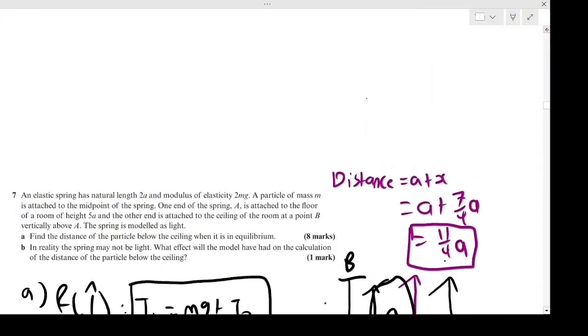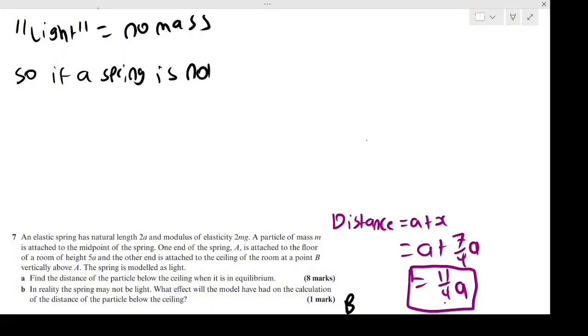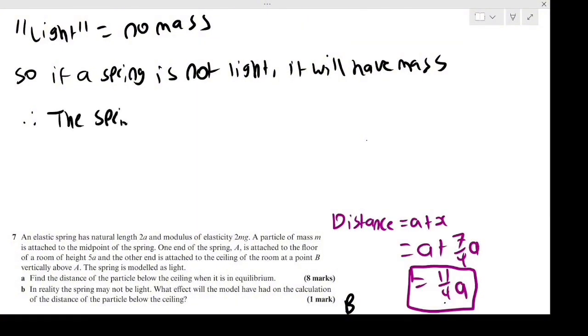But what that means is, if you think back from normal maths, light means no mass. And that kind of makes sense in real life. If something is light, it's not heavy, right? Which means if a spring is not light, it will have mass, and therefore it would also have a weight. Therefore, the spring would have weight as well.